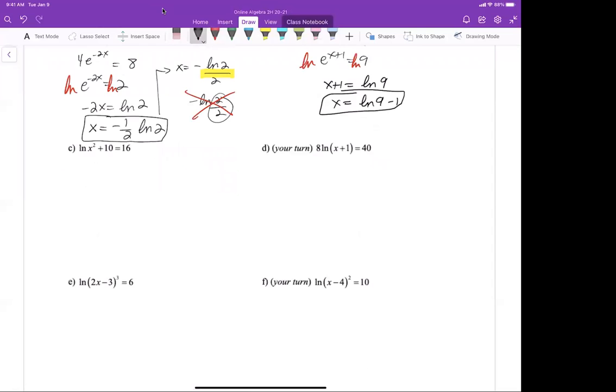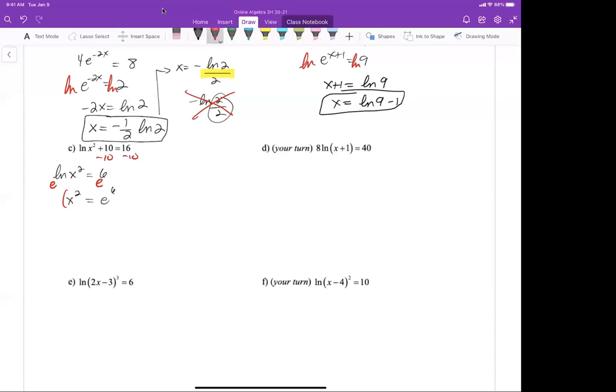All right, let's do the next one. On the next problem, I find that I'm going to subtract 10 from both sides. I get ln of x squared is equal to a positive 6. How do I undo a natural log? Well, I can raise it to the e power. So everything on the left, e to that power, everything on the right, e to that power. That undoes my natural log, and I will have x squared on the left-hand side and e to the 6th on the right-hand side. How do I undo x squared? I take the square root.